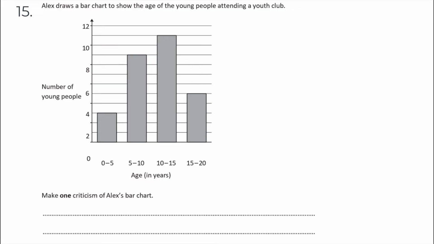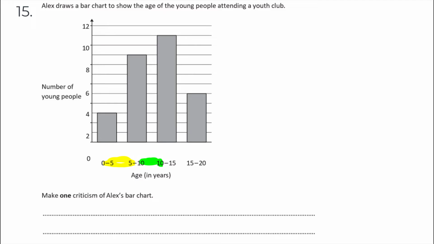And we've got their ages along the bottom, 0 to 5, 5 to 10, 10 to 15, 15 to 20, and the number of young people, or the frequency, up the side. Make one criticism of Alex's bar chart. Well, my criticism is that these bars here overlap, don't they? So if you're 5 years old, which bar are you in? Are you in the 0 to 5 bar, or the 5 to 10 bar? Similarly, if you are 10 years old, are you in the 5 to 10 bar, or the 10 to 15 bar? And so on.